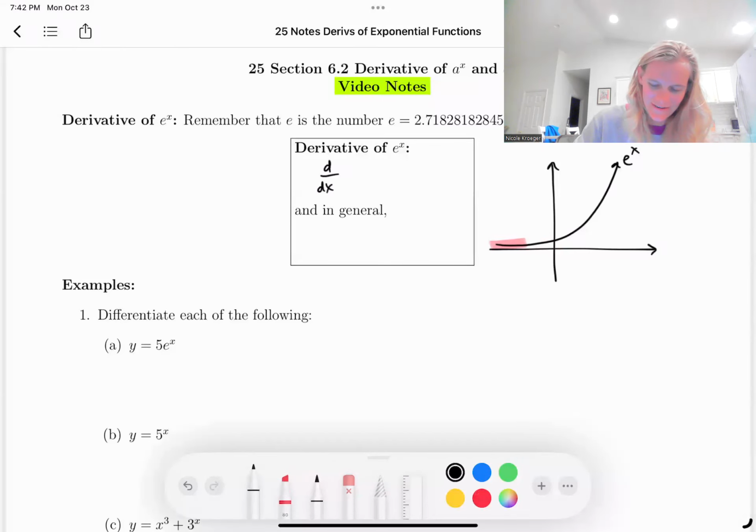So the derivative of e to the x, this is our favorite derivative ever. It's the easiest one. The derivative of e to the x is just e to the x. e to the x should really be your favorite function at this point because taking its derivative does nothing to it. It doesn't change it at all.